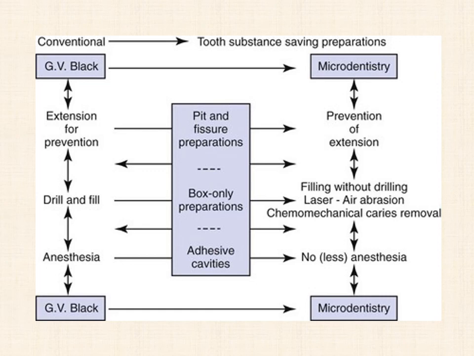Then in GV Black we have anesthesia, while in microdentistry there is no anesthesia because we use adhesive restorative materials. So the conventional GV Black method has been shifted to microdentistry, where we do prevention for extension, filling without drilling, that is pit and fissure sealants, and chemomechanical caries removal, and there is no need for anesthesia because less cavity or tooth cutting is done.